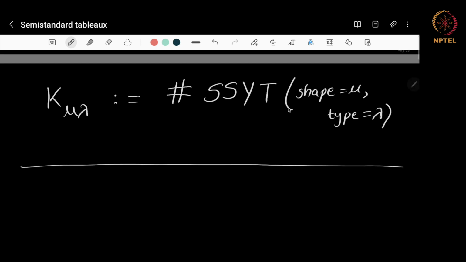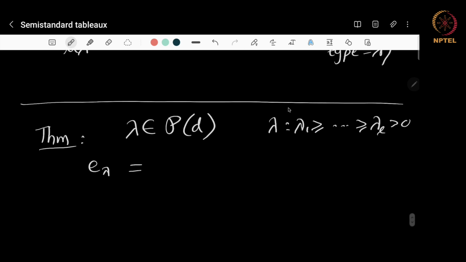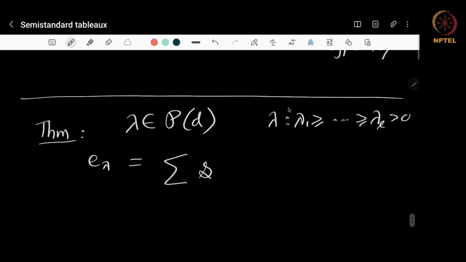You can of course iterate the second Pieri rule similarly, and let me just quickly state what that theorem will look like. It will say that if lambda is a partition of d, lambda is lambda 1, lambda 2, up to lambda L, then E lambda, which is the product of E lambda 1, E lambda 2, E lambda 3 and so on, will likewise become a sum of Schur functions S mu. And what are the mu's?